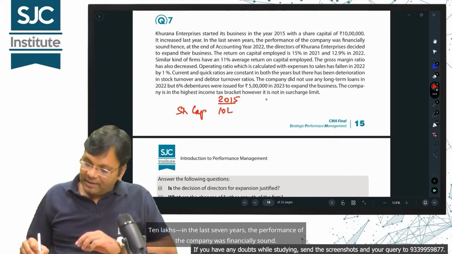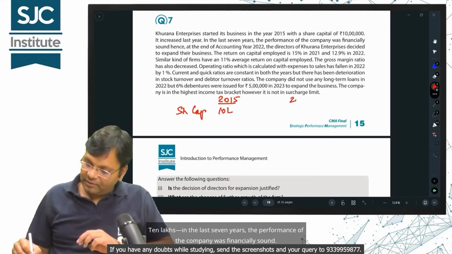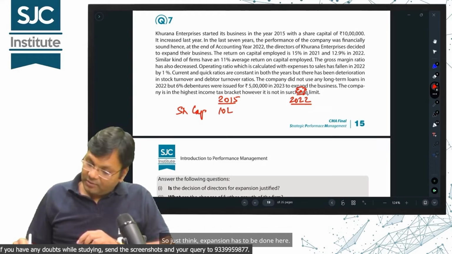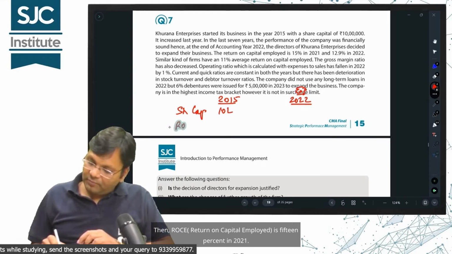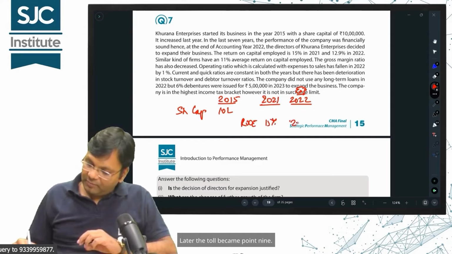10 lakhs. In the last 7 years, the performance of the company was financially sound. Hence, at the end of the year 2022, the directors of Khurana decided to expand the business. So just think, expansion has to be done here. Then, return on capital employed is 15% in 2021. The ratio that is given says 15% in 2021. Later the turnover became 0.9.